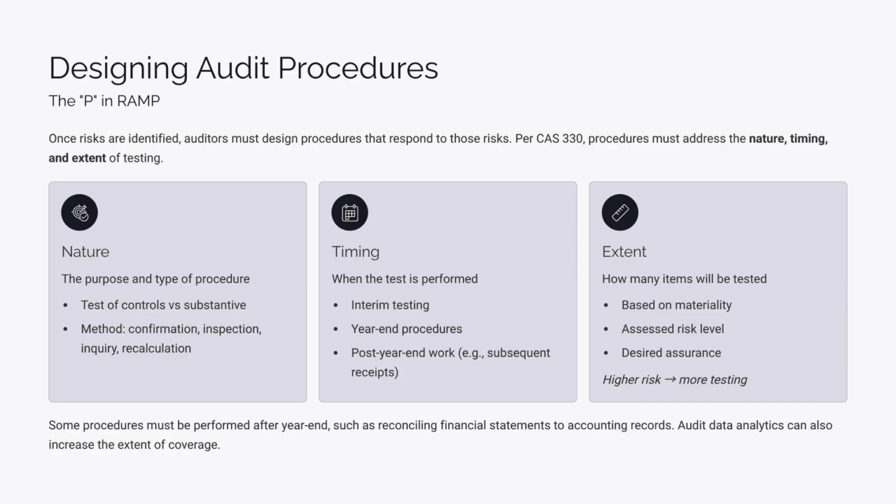1. Nature. This refers to the purpose and type of the procedure. Is it a test of controls or a substantive procedure? And what method will you use? Confirmation, inspection, inquiry, recalculation.